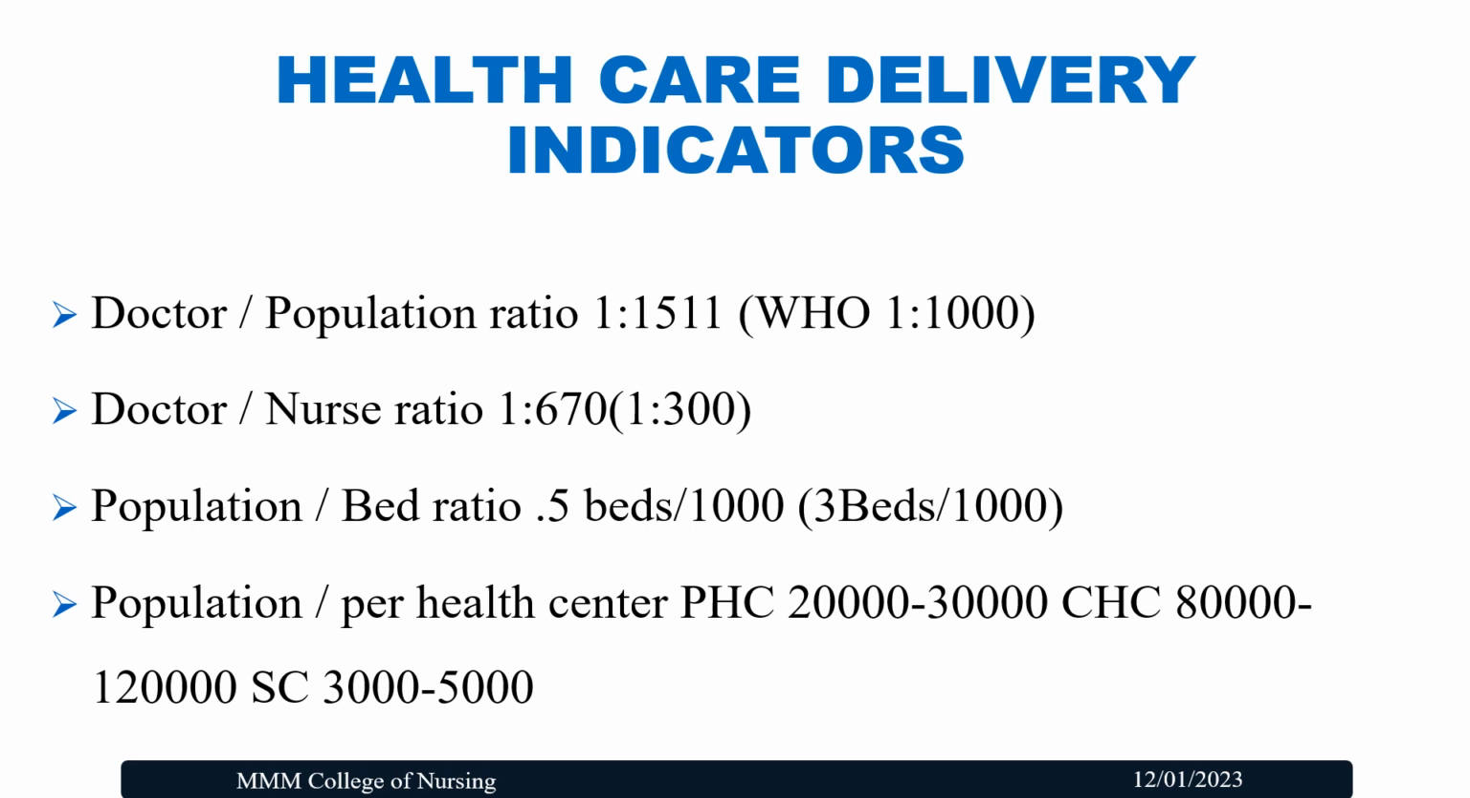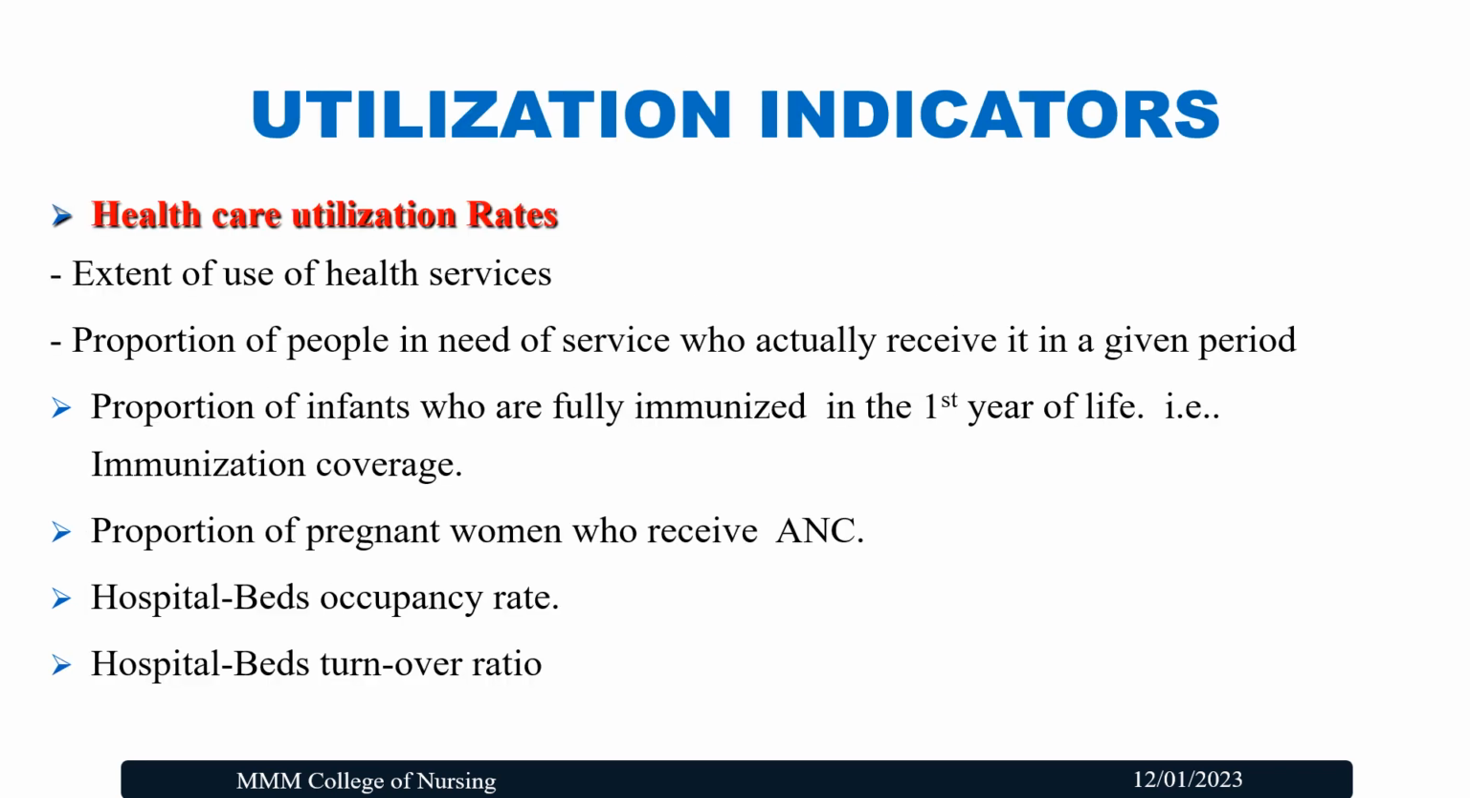And the next thing is the doctor nurse ratio. It is expected by the WHO to be one nurse for 300 patients, but at present we have one nurse for 670 patients. Population bed ratio: at least we need to have 3 beds per 1,000 population, but here we have 0.5 bed per 1,000 population. And the population per health center: in PHC 20,000 to 30,000, community health center 80,000 to 1,20,000, sub center 3,000 to 5,000.